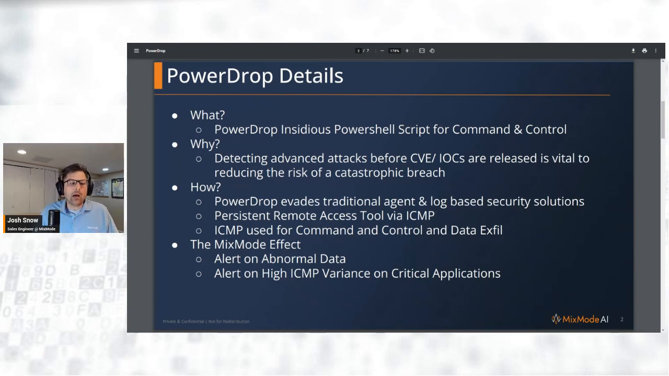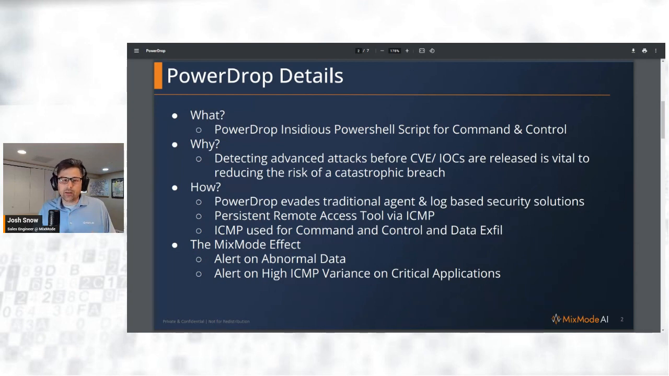How does this thing work? PowerDrop evades traditional agent and log-based security solutions, which I'm seeing more and more attacks do. It's really interesting. It uses a persistent remote access tool via ICMP tunneling, essentially, and then it also leverages some WMI instrumentation. And I'll link to the article I used to put this together. It uses ICMP for command and control and data exfil.